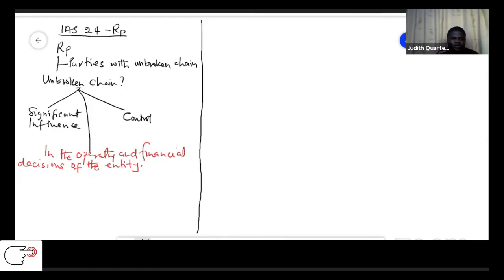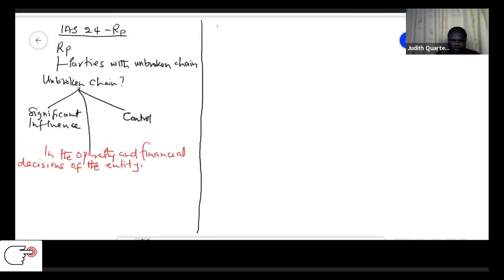So that is a related party. Now, transactions between these parties is what we call a related party transaction. If there is any transaction between related parties, we call it a related party transaction. Now, take note: for us to say that they are related parties, you should be able to establish significant influence or control, except when the standards specifically state that these entities or individuals are related parties.